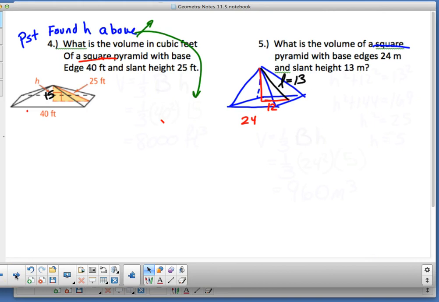Now, we found 15 above. I'm going to tell you right now, we already did it. So all I want you to do is find the volume in cubic feet of a square pyramid with base edge 40 feet and slant height 25 feet. Okay? Go, get it done. You're doing number four, on your own.